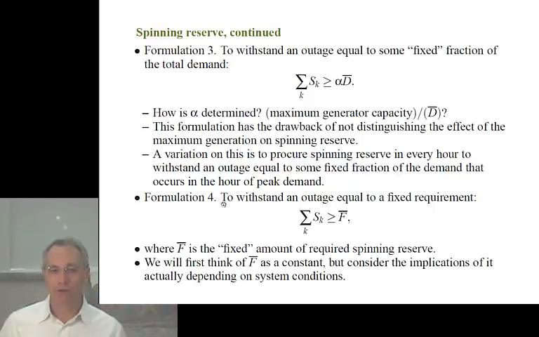The last formulation, and the one that we're going to focus on for a while, is to withstand an outage equal to a fixed requirement. The sum of the reserves is greater than F overline, where F overline is, again I'll use quotes, some fixed amount of required spinning reserve. So we'll first literally think of F overline as constant, but then we'll consider the implications of it actually depending on system conditions.